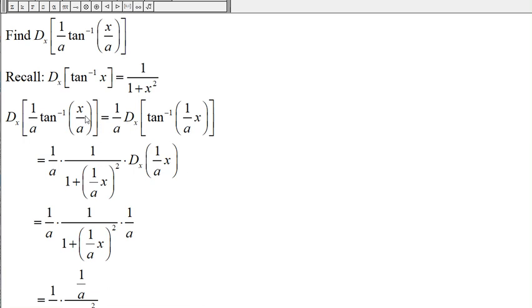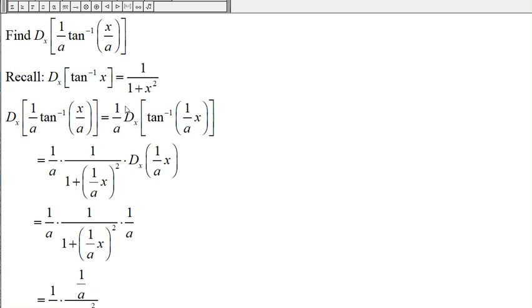And then x over a is the same as 1 over a times x. And so using the chain rule, so here we have the constant 1 over a, and then here the derivative is tangent inverse of 1 over a times x instead of just x. And so the derivative in the place of x, we would have 1 over a times x. And then the chain rule says we have to multiply by the derivative of 1 over a times x.